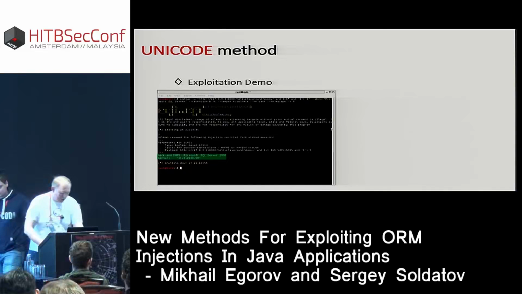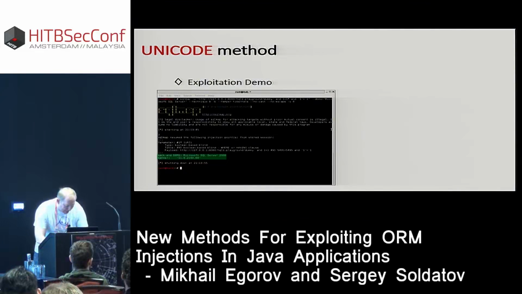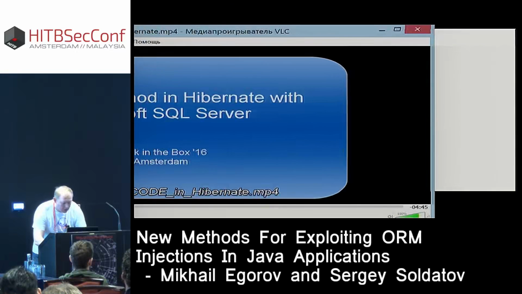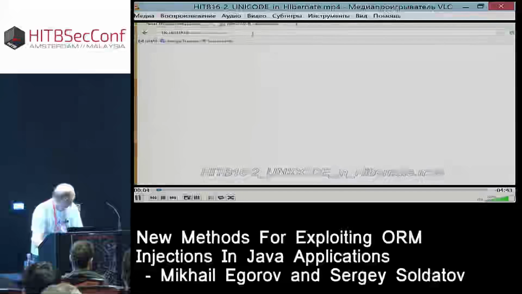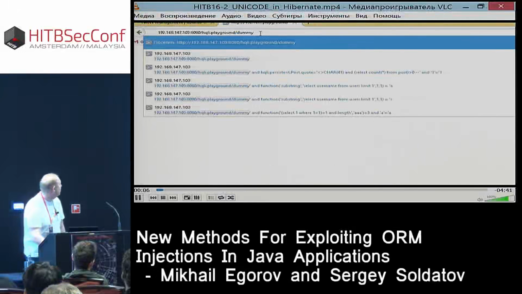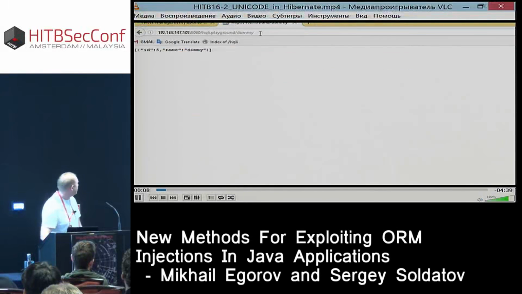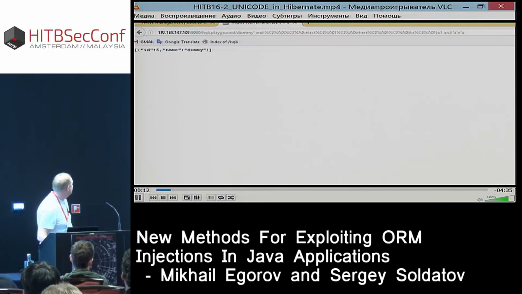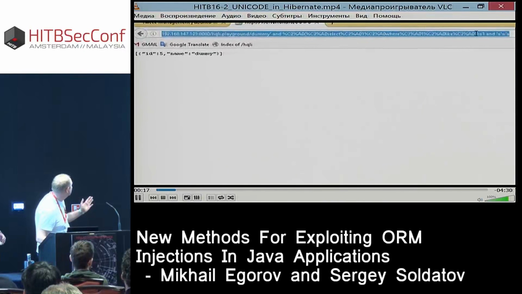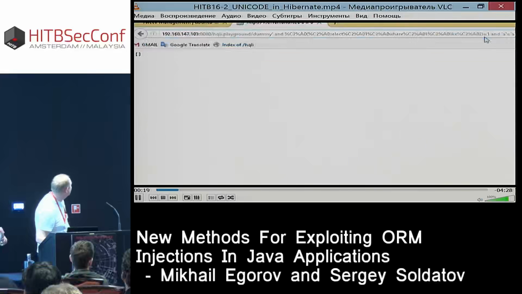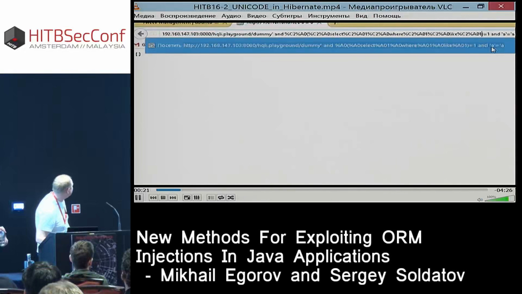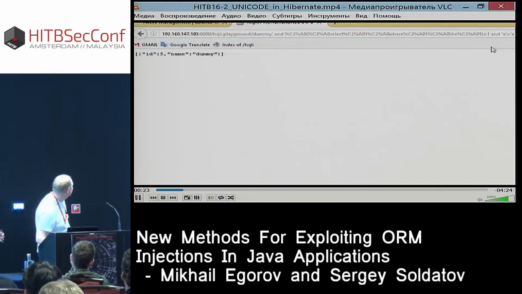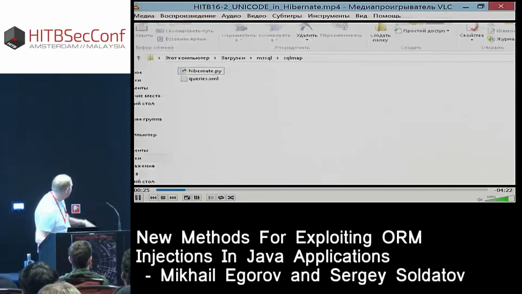As usual, I show a video of how exploitation looks. Can you see something? Okay, this is our vulnerable application. Let's try our long URL with Unicode. And here is a true. Changing the where condition, we can get false. Okay, that's it. We need to copy this.